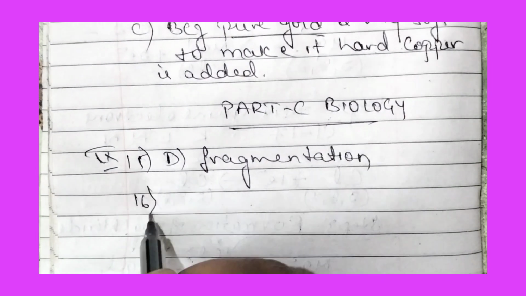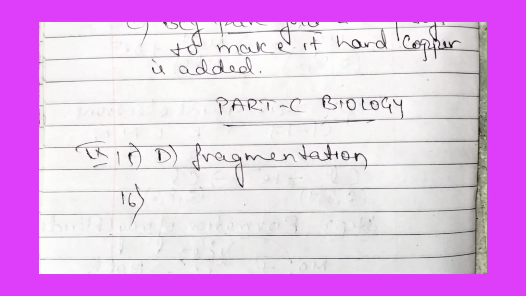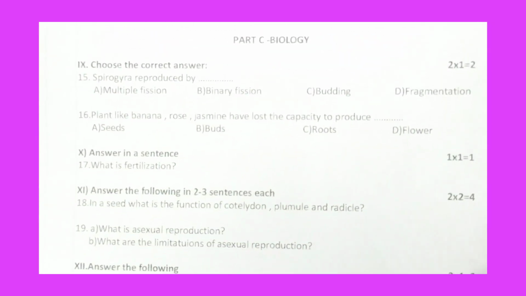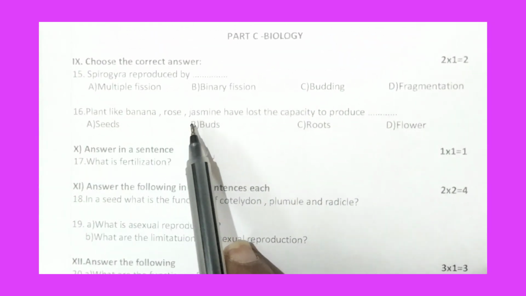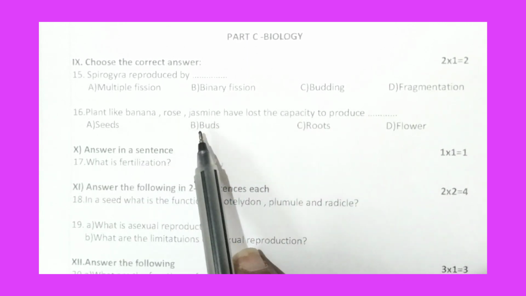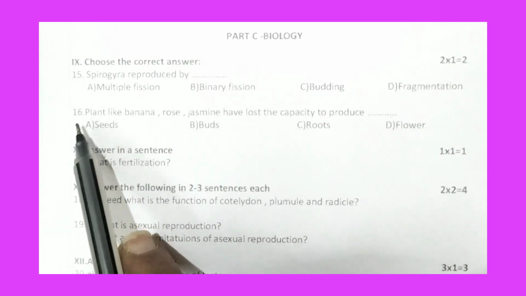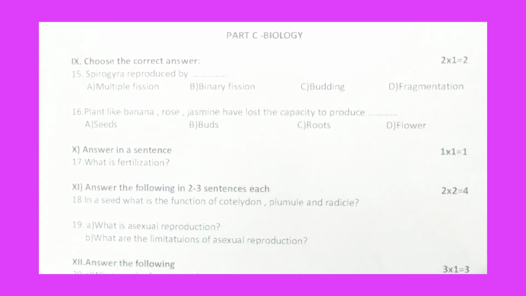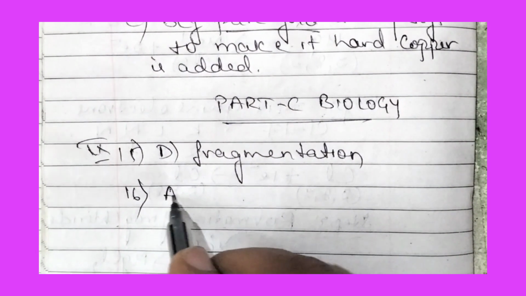Now let us move to the 16th question. Plants like banana, rose, jasmine have lost the capacity to produce seeds, buds, roots, or flowers. So that is option A, seeds.